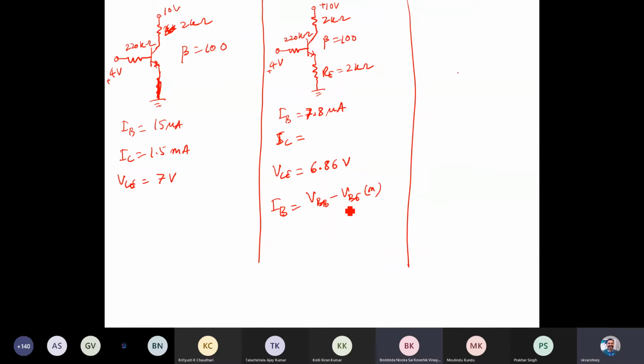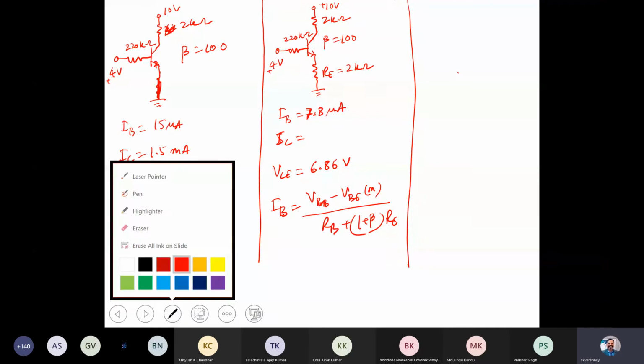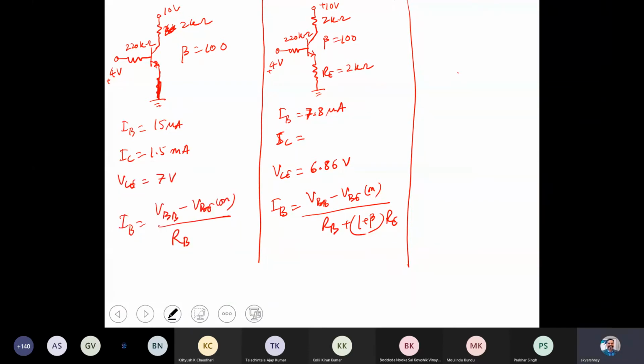So IB is VBB divided by RB plus 1 plus beta into RE, and in this case IB was VBB minus VBE divided by RB. So what do you see between these, the difference between these two equations? Yeah, what do you see? This factor.